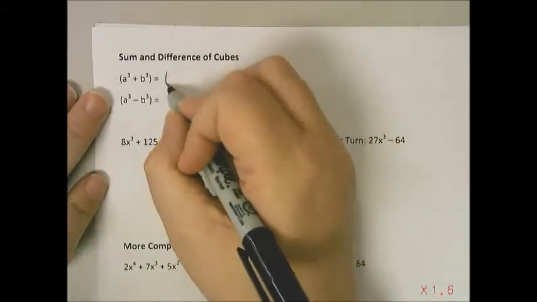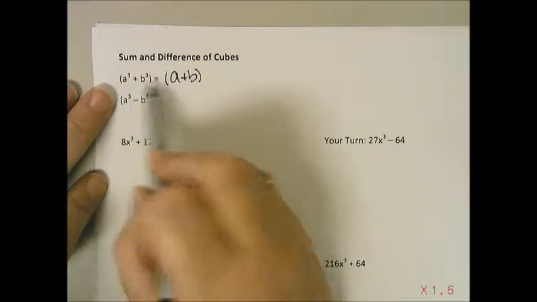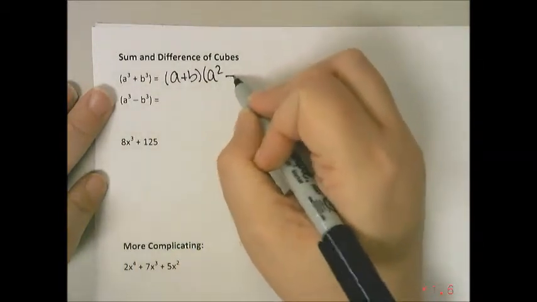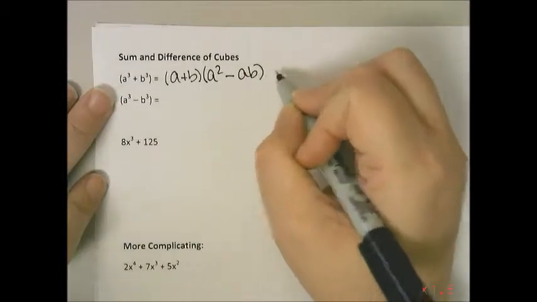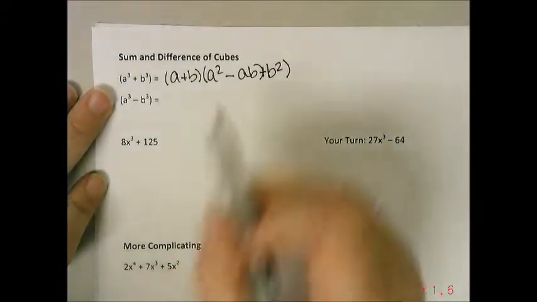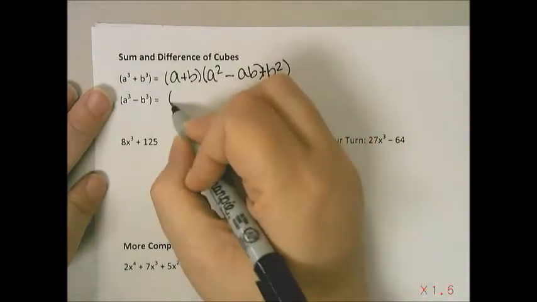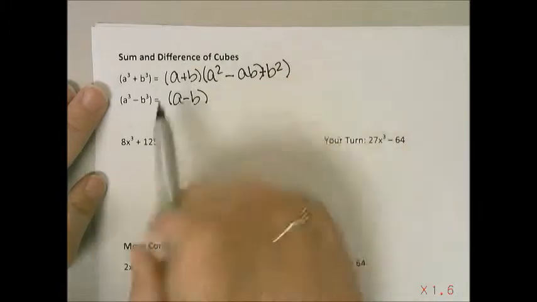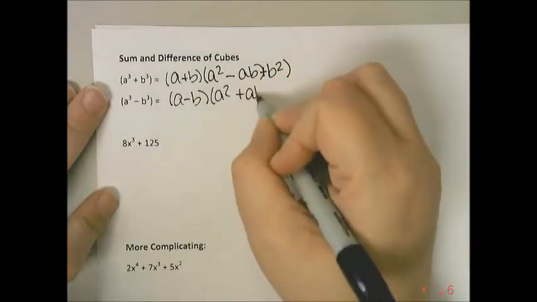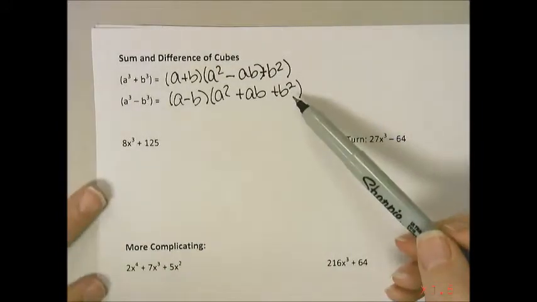So this formula is a plus b. Since it starts with a plus sign, this is going to be plus. And then we're going to do a squared minus a times b, plus b squared. Okay, so it'll rotate positive, negative, and then the last term will always be positive. So this becomes a minus b because we started with a negative, and then this one becomes a plus ab, and then we always have the positive b squared out here in the end.